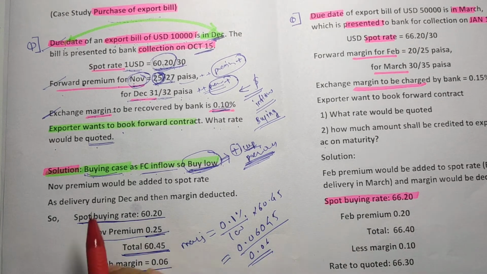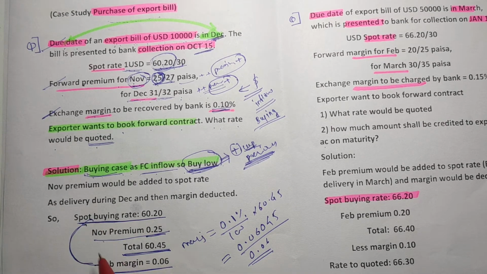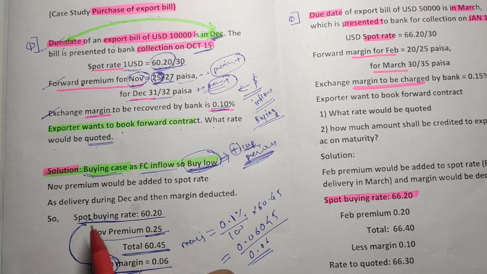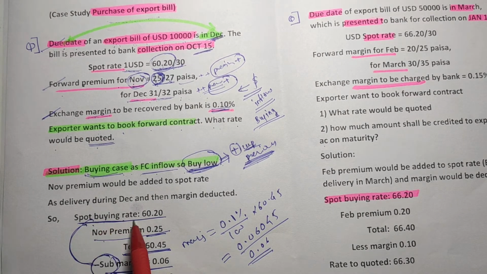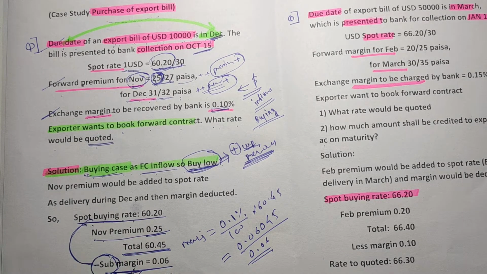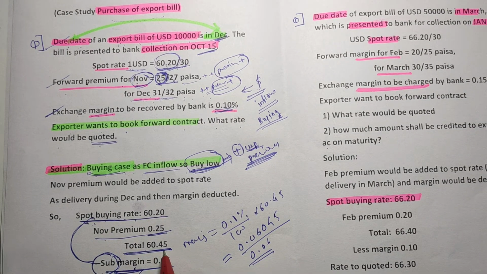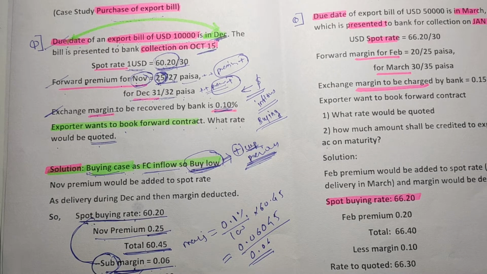As this is the buying case, and in a buying case we have to buy low, we are again subtracting the margin. In a buying case we always subtract the margin, and in a selling case we always add the margin. So when you subtract the margin, 60.45 minus 0.06, you will get 60.39 as your final answer.